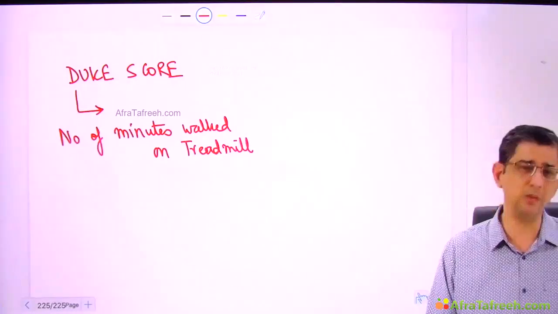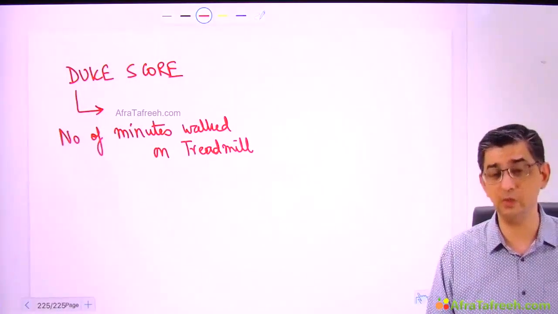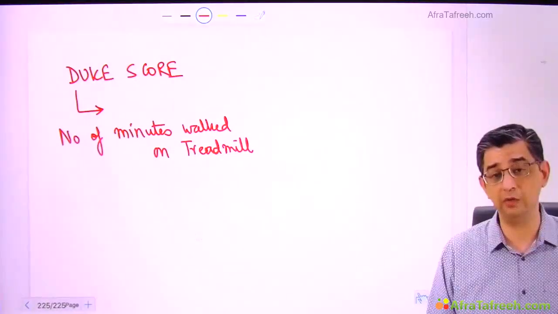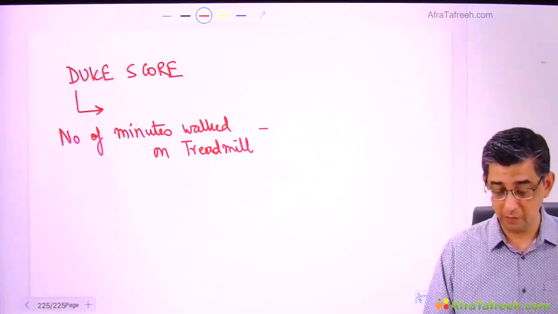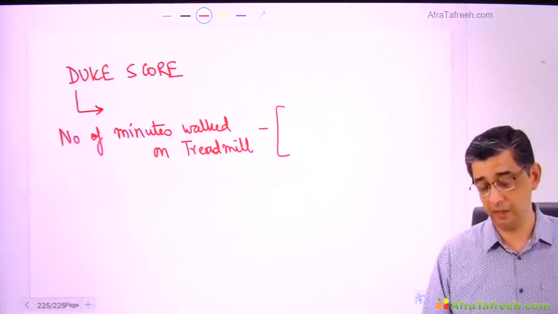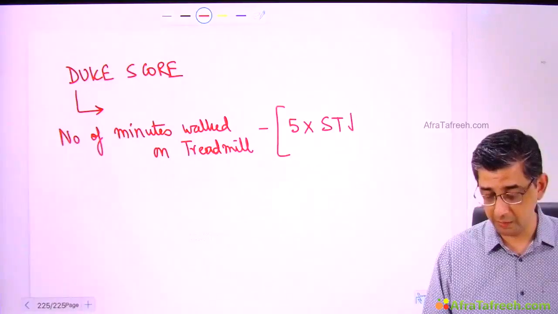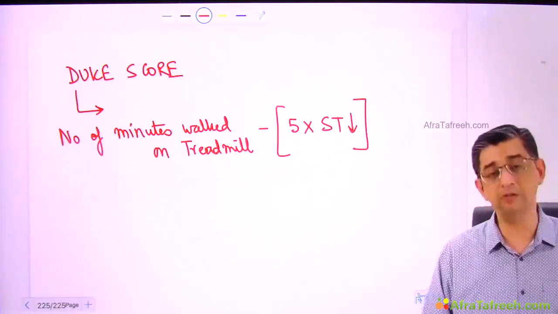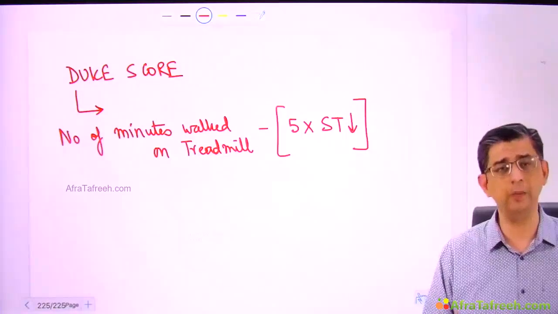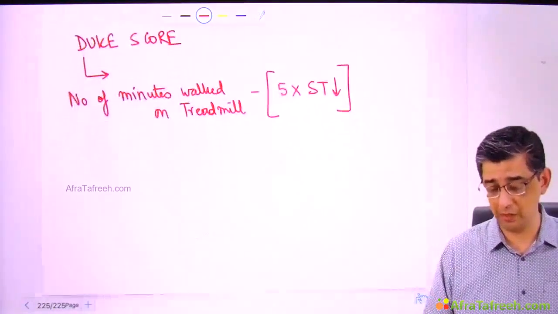And per se, a lot of people in India have a sedentary lifestyle, so they may not be able to walk even 8 minutes, for that matter of fact. From this, the software will automatically calculate 5 times the magnitude of ST segment depression. ST segment depression can be 0.5 millimeter, 1 millimeter, 2 millimeter, depending on the severity of blockages in the artery.